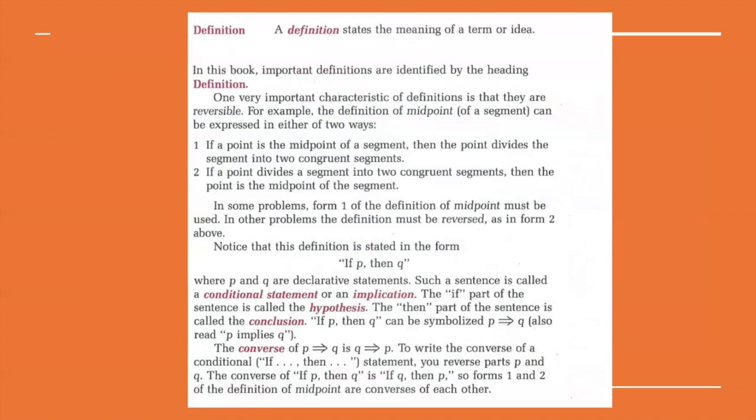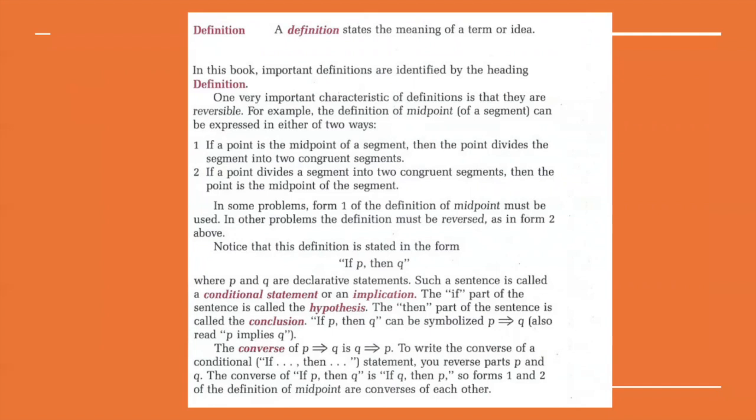One very important characteristic of definitions is that they are reversible. For example, the definition of a midpoint can be expressed in either of two ways. If a point is the midpoint of a segment, then it divides the segment into two congruent segments, and it can be stated the opposite way around too. In some problems, form 1 of the definition of a midpoint must be used. In other problems, the definition must be reversed, as in form 2 above.